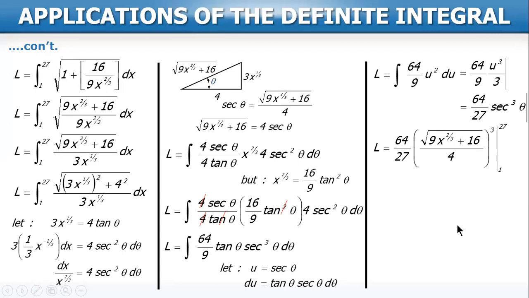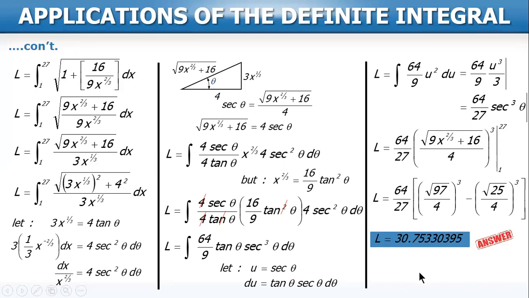Okay. So the upper limit is this one. 27. 27 raised to 2 thirds is 9. 3 cube. Okay, 9. 9 times 9, 81. Plus 16, that's 97 cube. While for the lower limit, 1. 9 times 1. 9 plus 16, it's 25. And then simplify, the result is this. The length of the arc is 30.75330395.